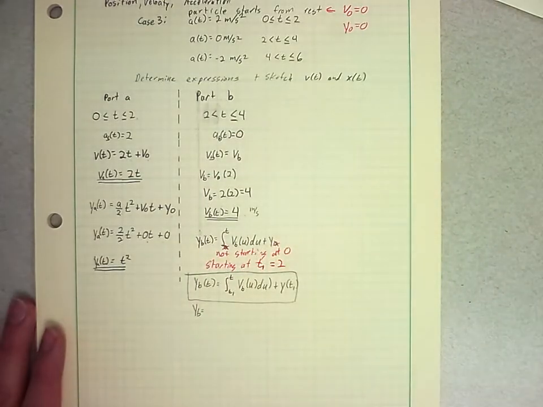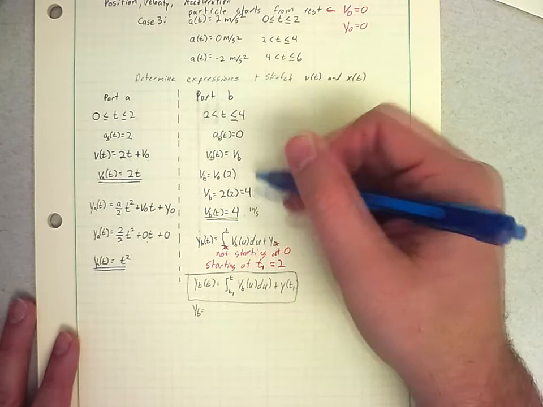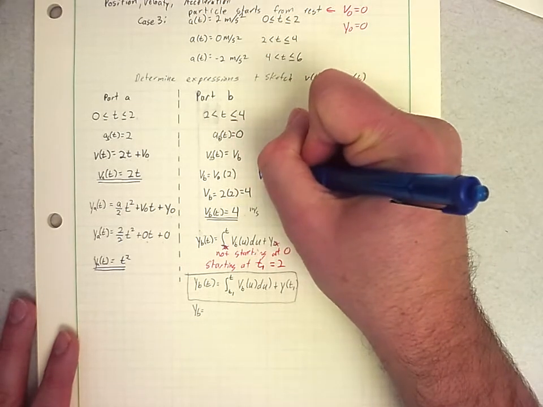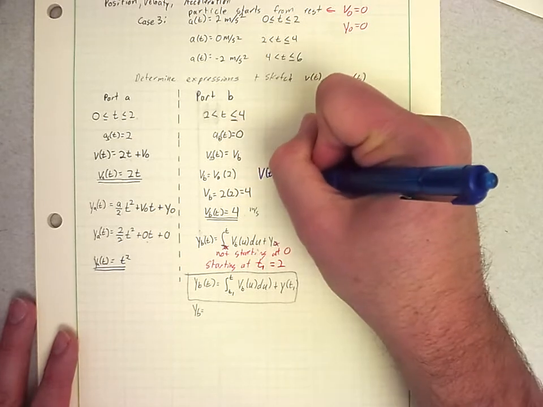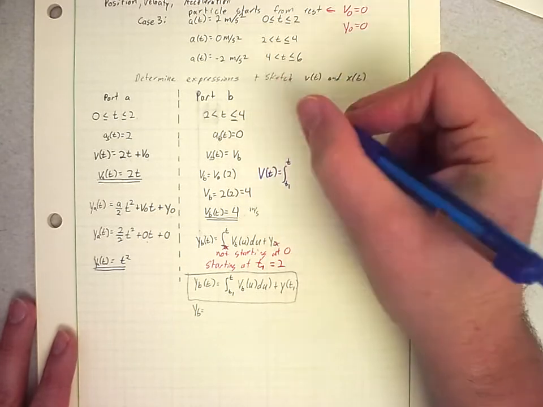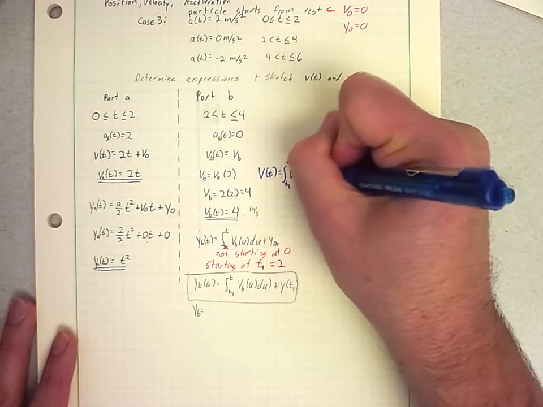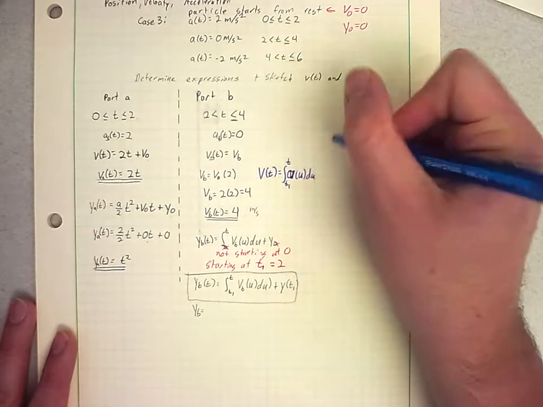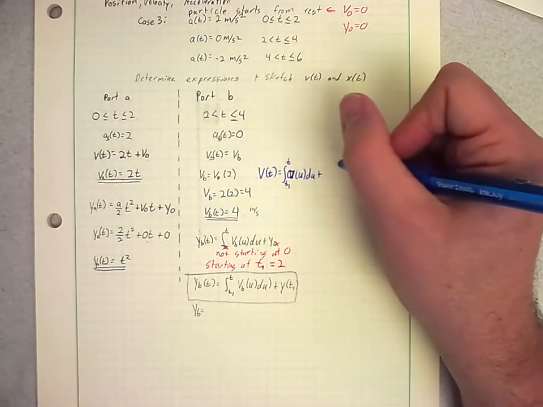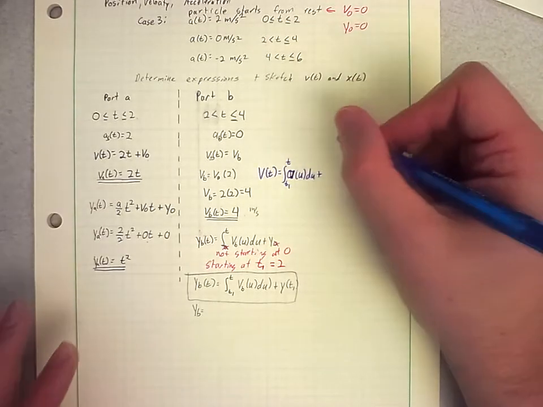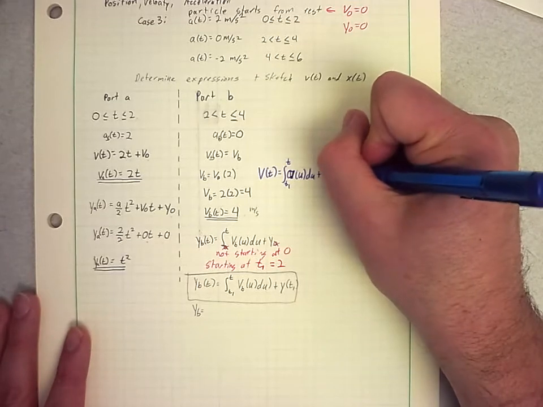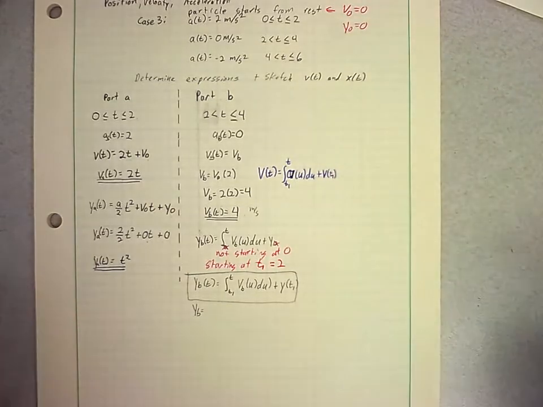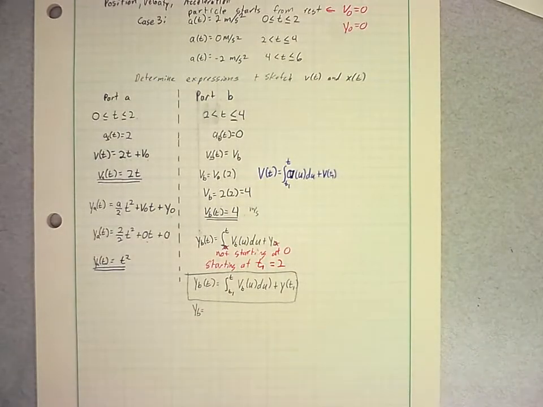Similarly, if I had done that for velocity, I would have gotten that v of t is the integral from t1 to t of a of u du plus v of t1. So those would have been the useful equations to have before.